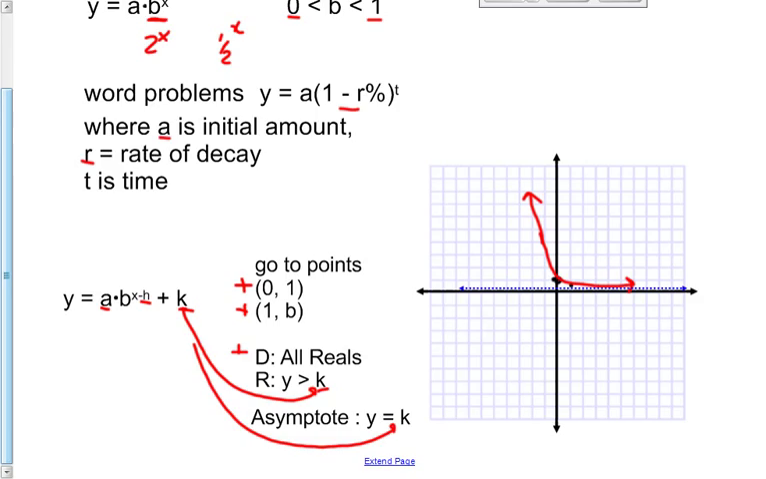Now, if you remember yesterday, your graphs were slowly rising up. Now they're going to start high and drop and approach that asymptote line.